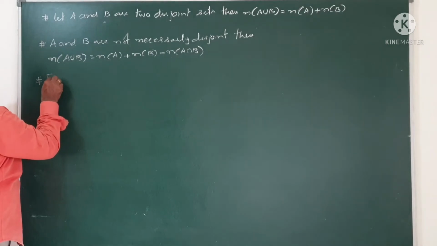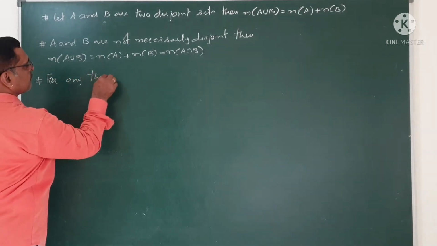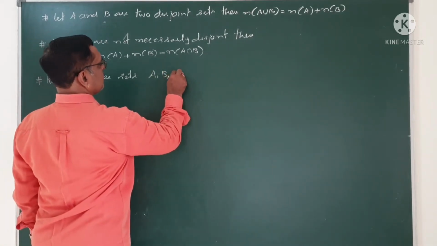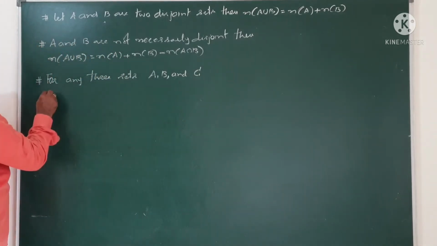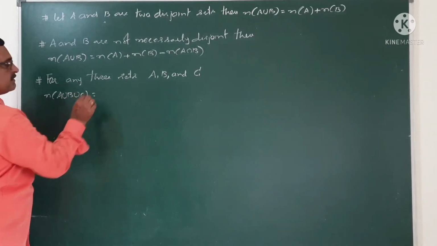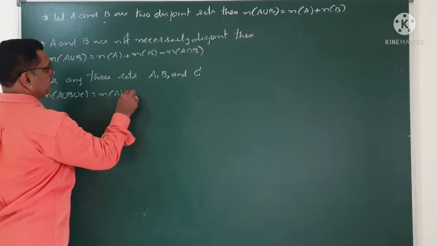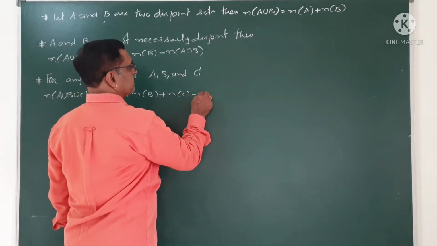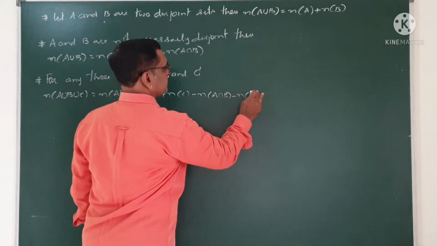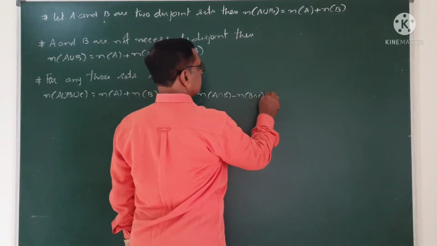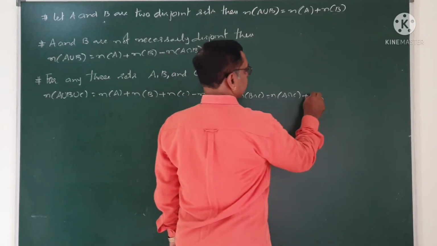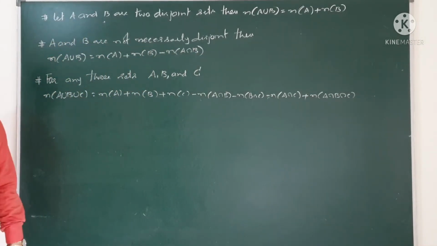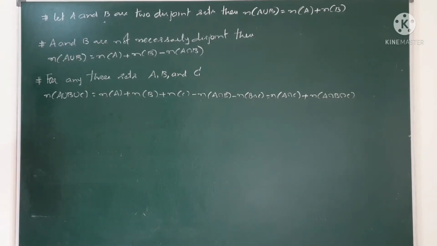And the third one, for any three sets A, B and C: n of A union B union C is equal to n of A plus n of B plus n of C minus n of A intersection B minus n of B intersection C minus n of A intersection C plus n of A intersection B intersection C. These are the three very important results. Now let me prove one by one.